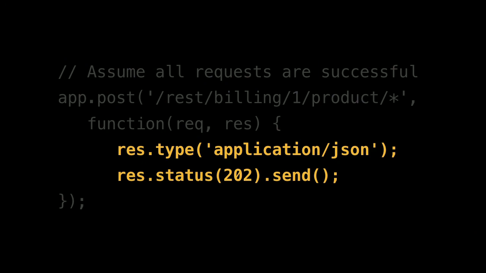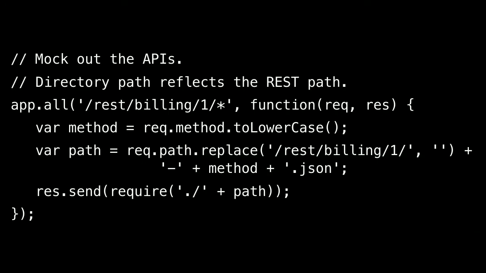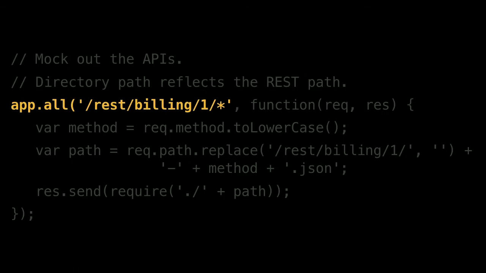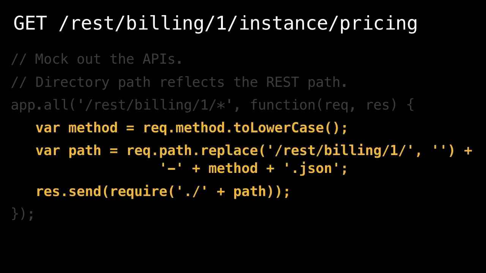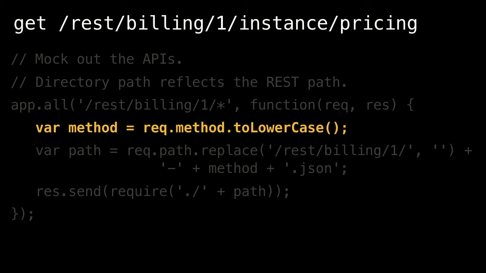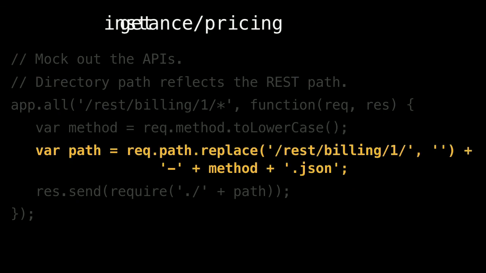The next handler is a bit more complicated, and that's because it did the rest of the heavy lifting. It handled everything that hit REST/billing. So, for example, if you made this request, a GET request to REST billing instance pricing, it would be handled by this route handler. And three things would happen. Firstly, we would lowercase the method. Then based on the URL and the method name, we would rearrange it to get a path.